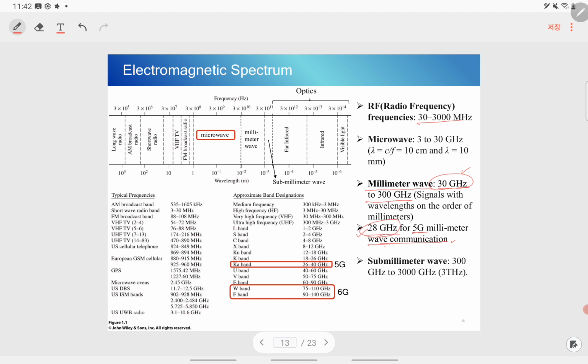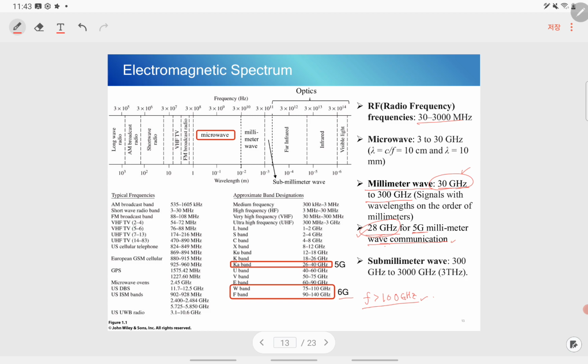And beyond 5G, people also consider 6G frequency. So 6G frequency is basically over 100 gigahertz. This is an interesting topic for research and device development.